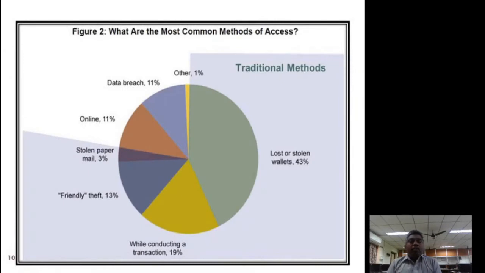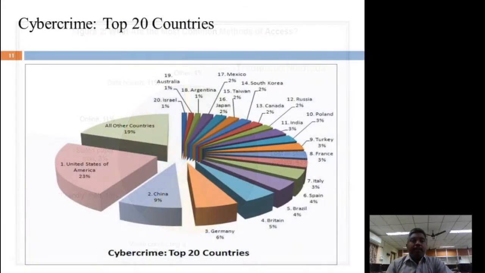Next. This shows what are the most common methods to access. So these are some: other 1%, data breach 11%, online theft 11%, stolen paper mail 3%, friendly theft 13%. While conducting a transaction, some bank transaction, that leads to 19%. And most of the theft is done through lost or stolen wallets, that is 43%. Next, these are the top 20 countries where cybercrime occurs.